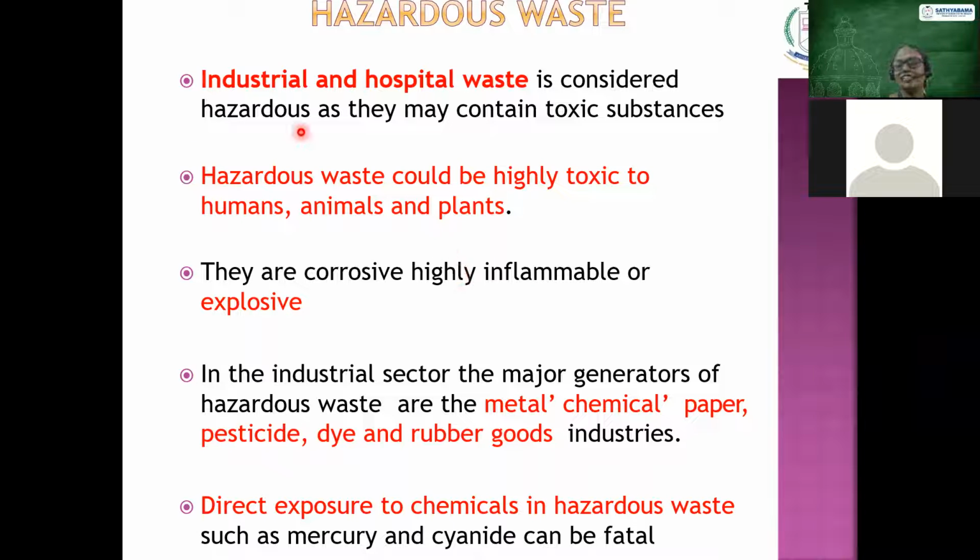Okay, hazardous waste. You all see that industrial and hospital waste are considered hazardous waste, which is not only hazardous to animals and plants, it is highly toxic to humans also. You all know that all the chemicals, paper, pesticide, dye, rubber from that industry are supposed to be hazardous, with direct exposure to chemicals. That's what they call hazardous waste.